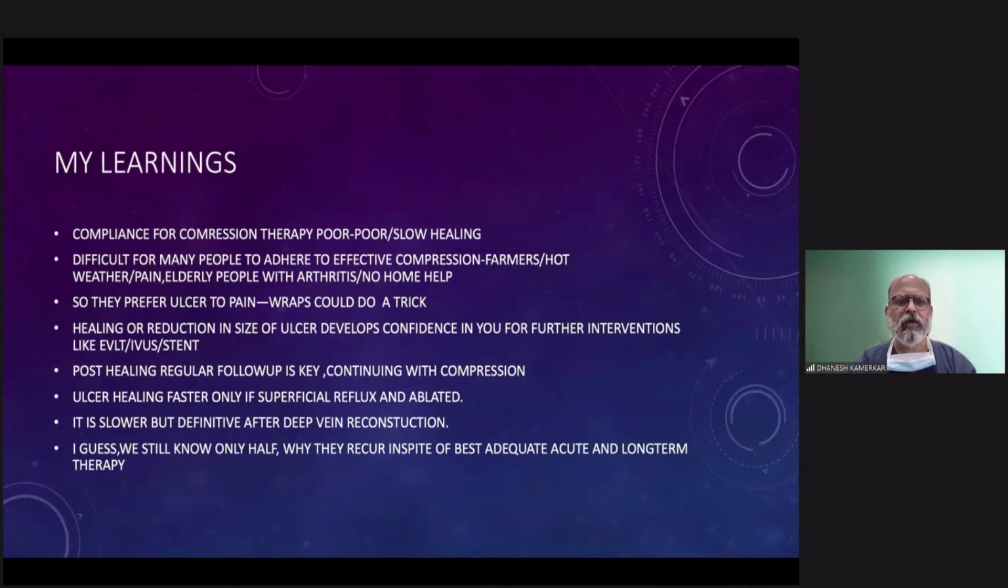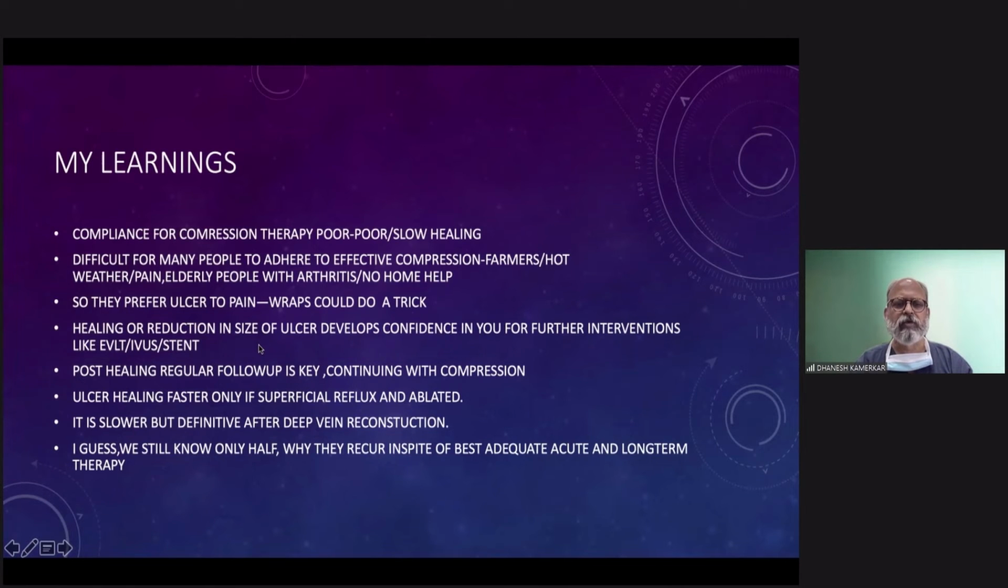So my learnings: compliance for compression therapy is important, and if it is poor, it definitely causes poor or slow healing. It is difficult for many people to adhere to effective compression, like farmers in hot weather. Sometimes they also get pain, so they are not compliant. Elderly people find it difficult, especially with arthritis, and many of these couples have no home help, which makes it really difficult. So they prefer the ulcer to the pain, which is where I think wraps could do the trick, as they are easier to put on.